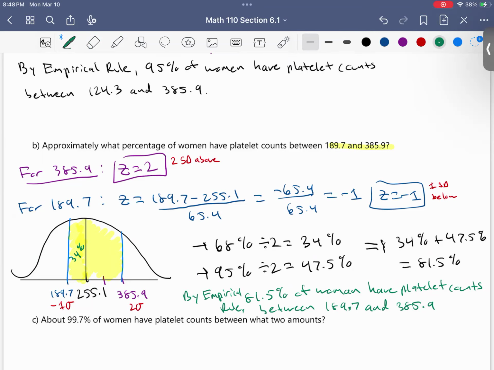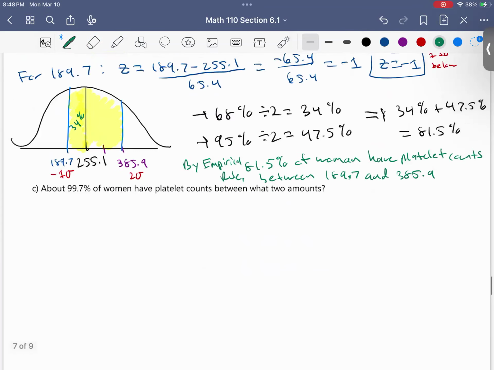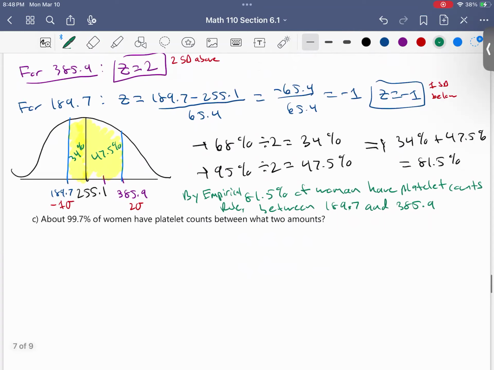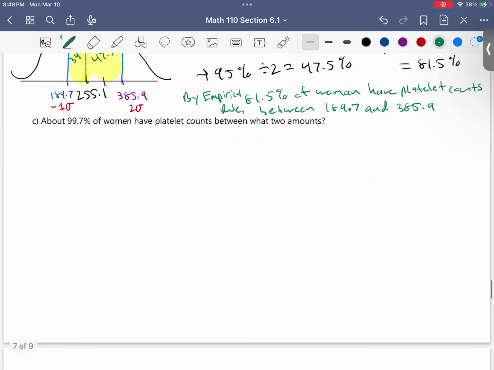So let's go ahead and look at letter C now. One quick little thing about just putting the percentages in the distribution. But letter C: about 99.7% of women have platelet counts between what two amounts? So here is where I want to set a z-score equal to 3 and -3. That 99.7 relates to 3 standard deviations above and below.